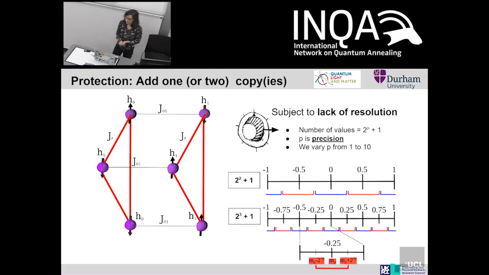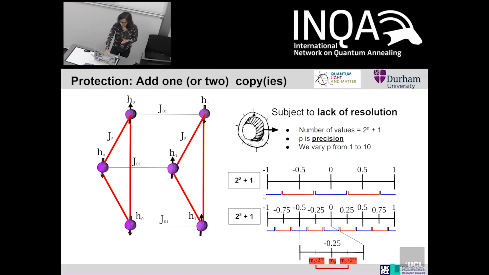We then subject each of these Ising model copies to a lack of resolution, that is, a lack of resolution on the fields and the couplings in our Ising model. We define this lack of resolution as a number of allowed values between -1 and +1, which itself is defined by 2^p + 1, where p is the precision. And we vary this p from 1 to 10.